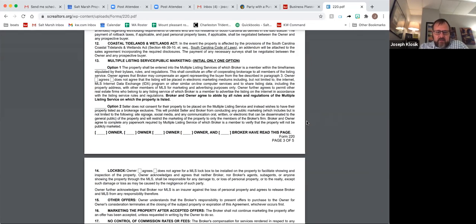If that's the case, you can put it in the MLS, but then not show it. The MLS has also removed its guidelines for how long you can have a home available in MLS, but not available for showing. So that's another quote unquote workaround.